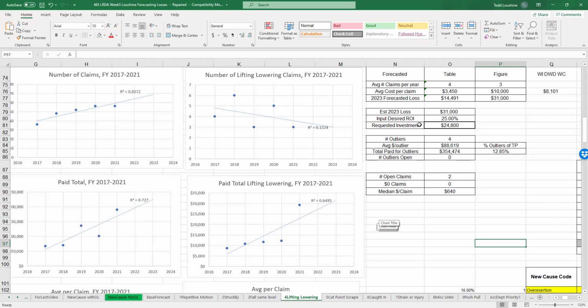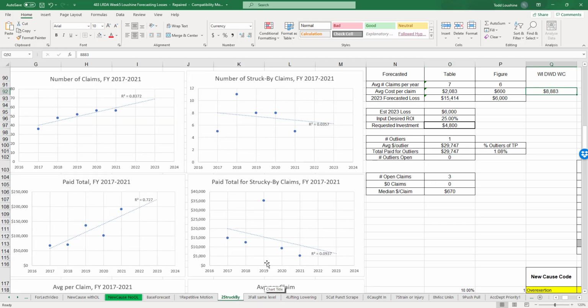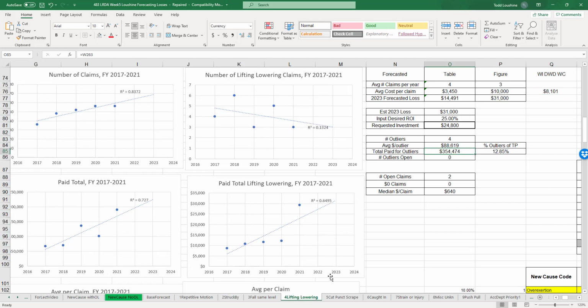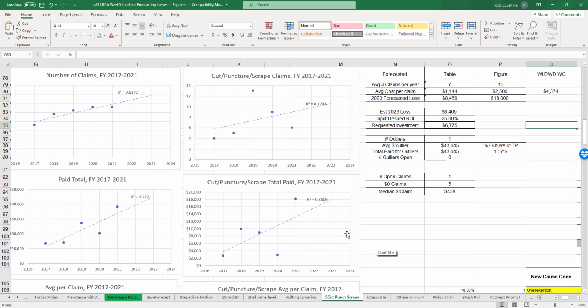For my lifting lowering, and these, by the way, I rank these based on the risk priority number. These are the Pareto setup rankings with the outliers removed. Here, we've got a number going up, we have a number going down, but we have a lot of outliers here. A lot of claims paid for the outliers here. So I decided it was safe to go with the 31, so I went with the 31. Looking back, I really could go with the 15 here, but it's half. Questioning myself. Yeah, I'm going to keep it where it is. That was lifting lowering.